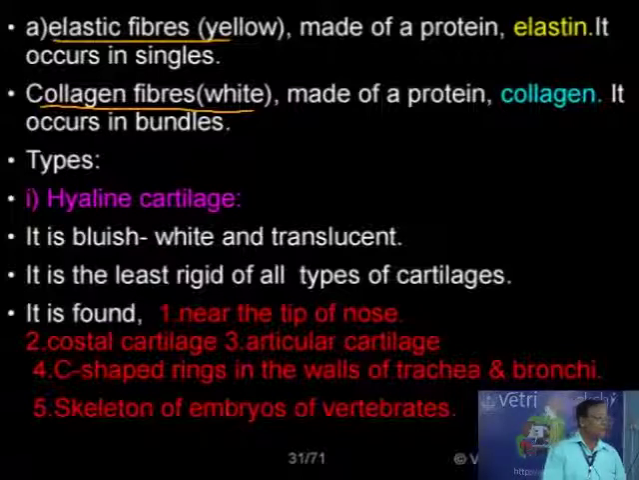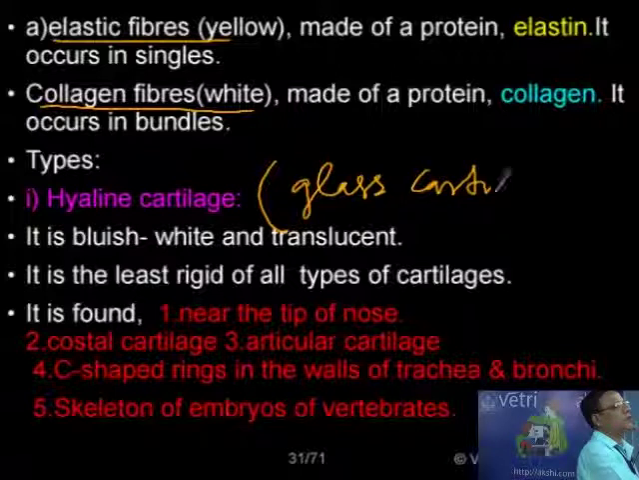As I mentioned in the flow chart, we have three different types of cartilages based on the nature, the flexibility, the color, and the opacity or transparency. Accordingly, we have different types of cartilage. So there are altogether three different types of cartilages. Number one, hyaline cartilage. It is also called glass cartilage.